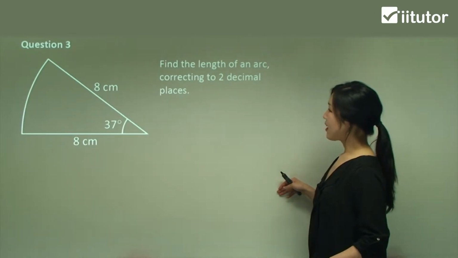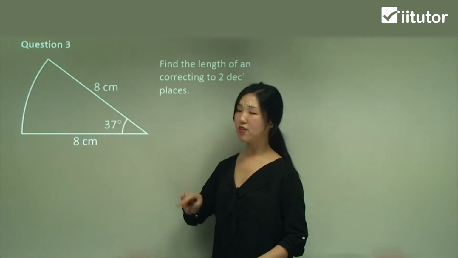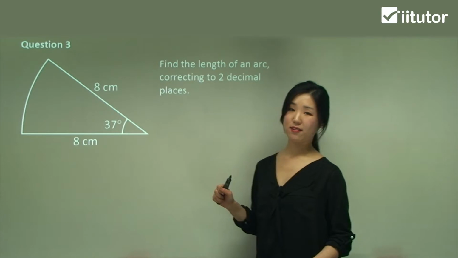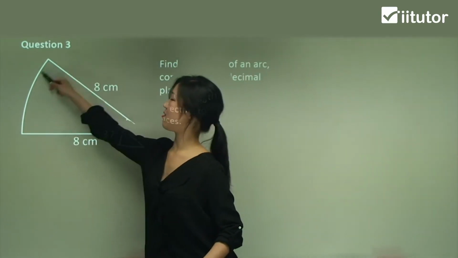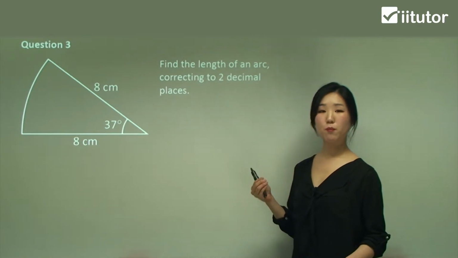Question 3, find the length of an arc. So in this particular sector, we know that the angle is 37, that's the angle at the center, and this is the radius, 8 centimeters. And we're interested in this length here, the arc over there.